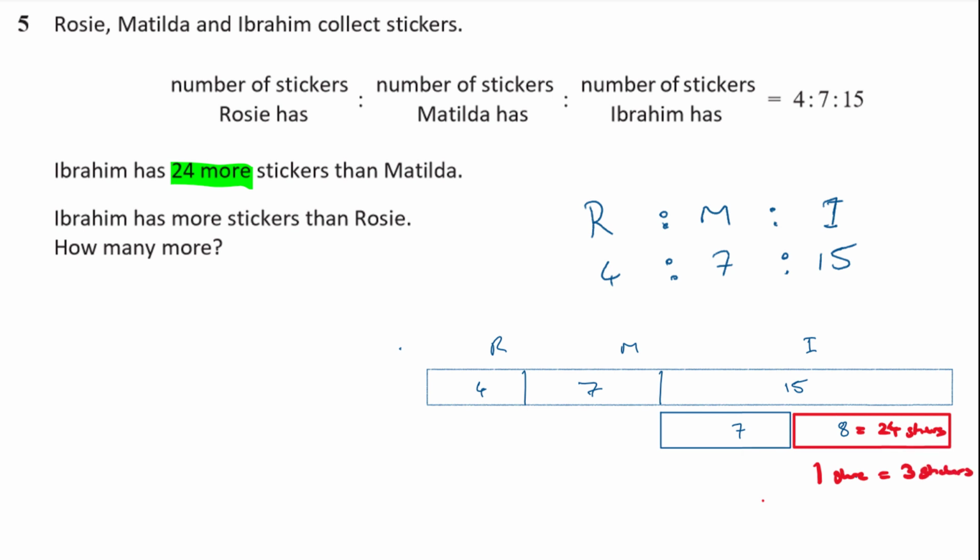So then if 1 share is 3 stickers, then this one here is going to be worth 21 stickers, or 21 here. Ibrahim's going to have 15 lots of 3. He's going to have 45 stickers altogether. And Rosie's going to have 4 times 3. She's going to have 12 stickers to start with.